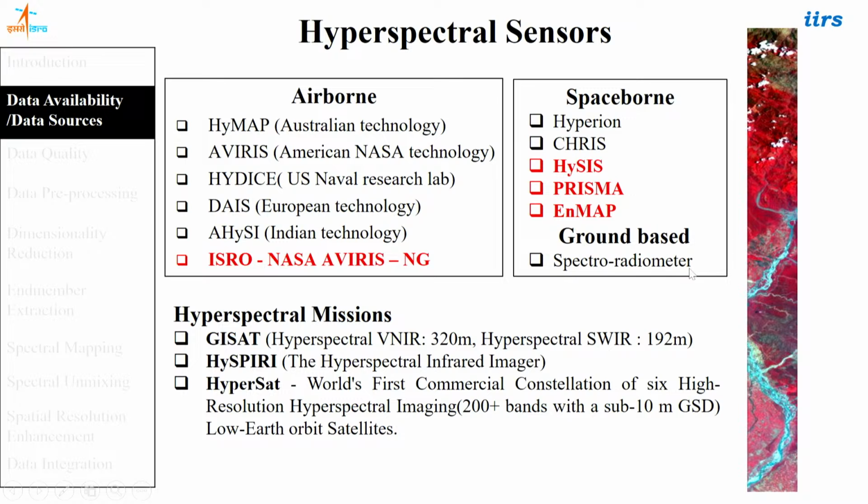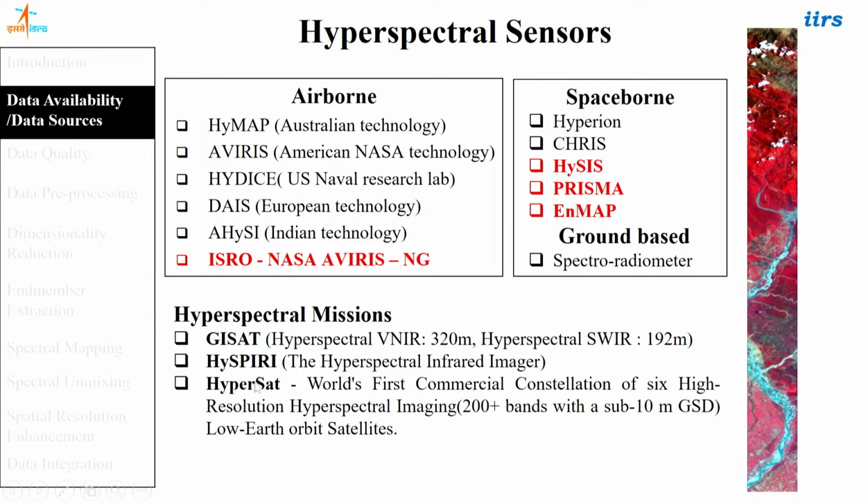We now have UAV hyperspectral sensors also, and they are very costly, but they can give you high spatial as well as spectral information. Coming to some of the future hyperspectral missions, GISat is going to be launched by ISRO. GISat means Geostationary Imaging Satellite, which will be kept in a geostationary platform, and it will look at India and the Asia Pacific region, with 320-meter spatial resolution in VNIR and 192-meter in the SWIR region.